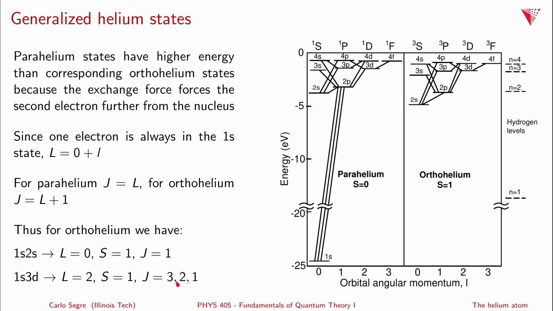So we have a bunch of different possibilities, because when you add L and S, remember you get all the possibilities between the sum and the absolute value of the difference of those J's. So in this case, there's only one state. In this case, we don't know which one will be the ground state, which one will be the lowest energy state of the J equals 3, 2, and 1, because there are three possibilities.